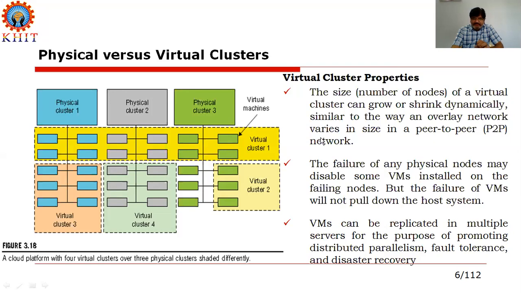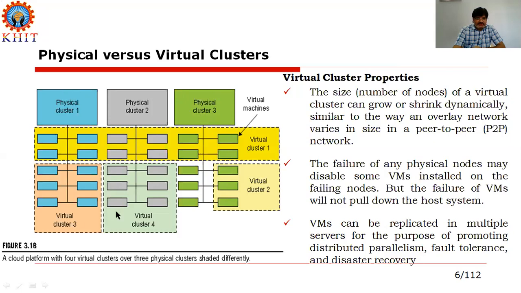So how the virtual clusters will differ from the physical clusters on a cloud platform, how they vary, we will discuss now. Let us consider a simple example here. There are three physical machines, namely physical cluster 1, physical cluster 2, physical cluster 3. These three are physical clusters. A physical cluster is nothing but a collection of computers which are interconnected together, but it seems to be a single computer. It is a physical cluster which is available physically.